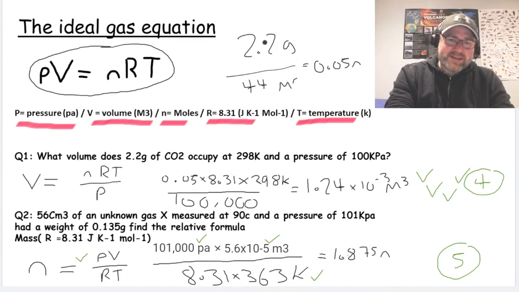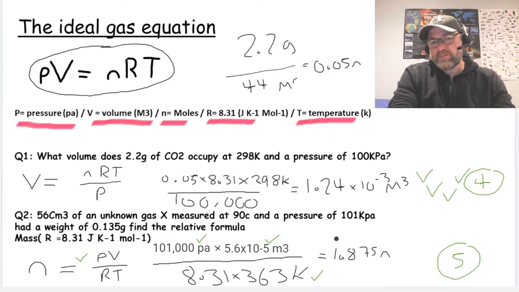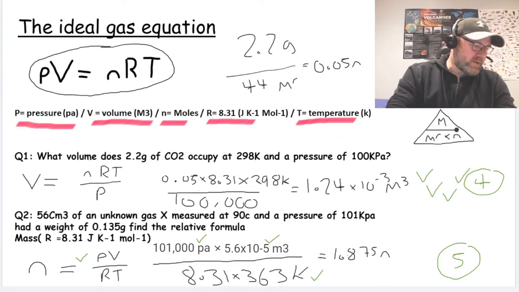Now that's the moles. We've got the mass is 0.135. So technically, if we use our equation, mass over MR times moles, and we can find the MR.